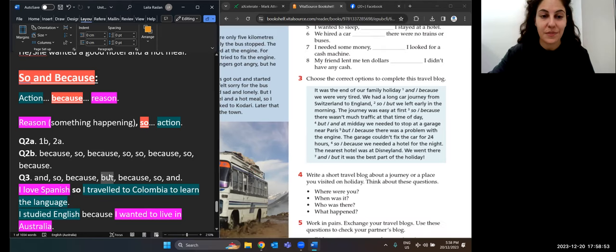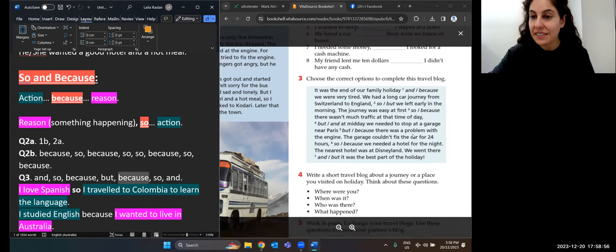because, so you want to give the reason? Because there was a problem with the engine. The garage, that's the place where you fix a car. In America, they call it garage. Here, we call it the service, the car service place. But the car service place couldn't fix the car for 24 hours, comma.